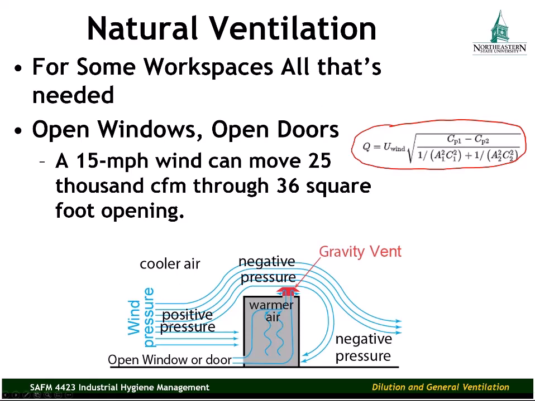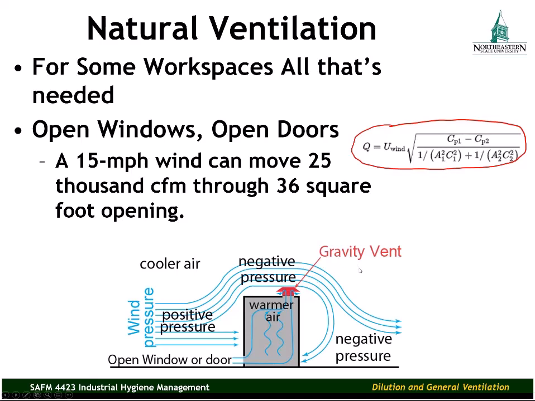The diagram here below just illustrates what we're talking about. You have wind pressure, a positive pressure blowing against a building, entering through an open window or door. Generally, where natural ventilation is used, there's going to be some type of venting on the roof that will allow the contaminated air to escape. Because, let's assume this workspace here has contaminated air. We have fresh air coming in. It's coming into the space, mixing with the contaminated air. As the air warms, it rises, and that contaminated air is going to be carried out through a gravity vent.